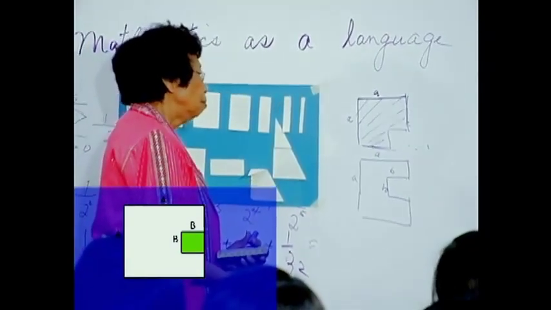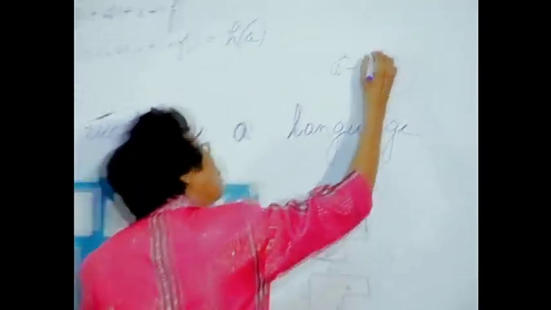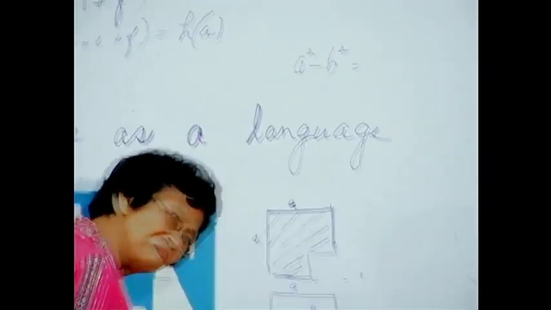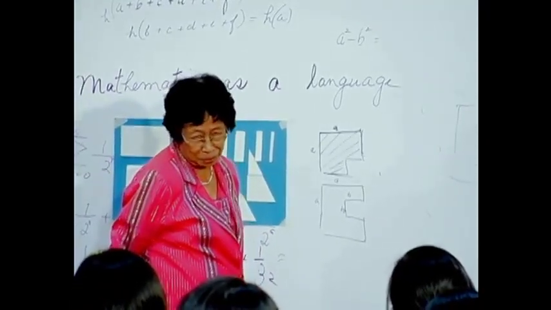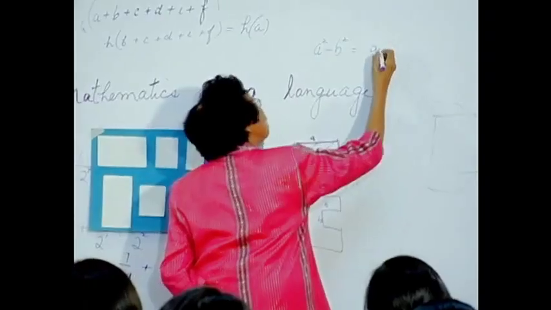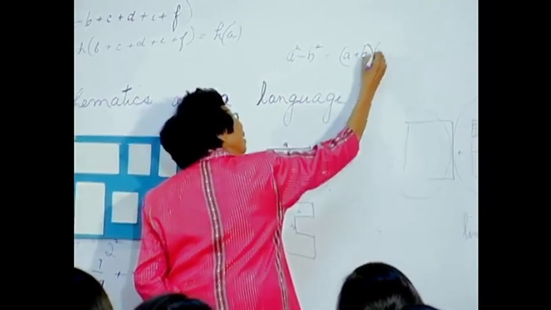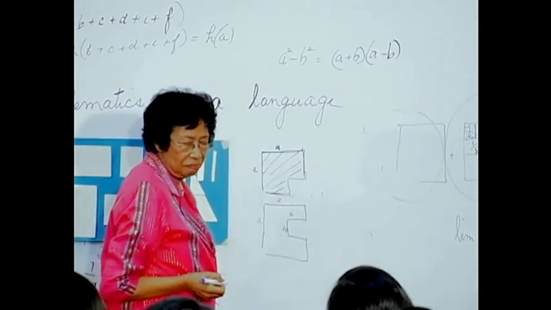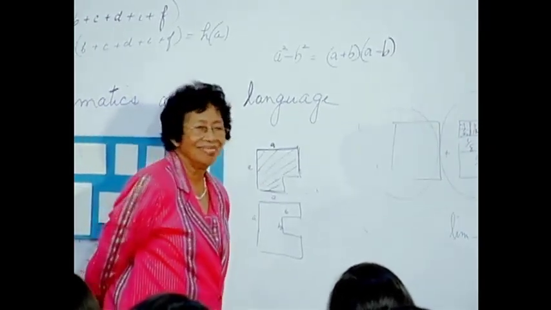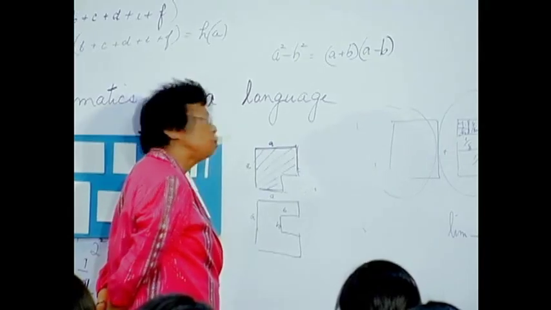Now, if I have A squared minus B squared, remember your factoring? What are the two factors of A squared minus B squared? A plus B times A minus B. A squared minus B squared is equal to A plus B times A minus B. You can memorize that even when you're half asleep. That's the easiest factoring, special product, right? Yes.